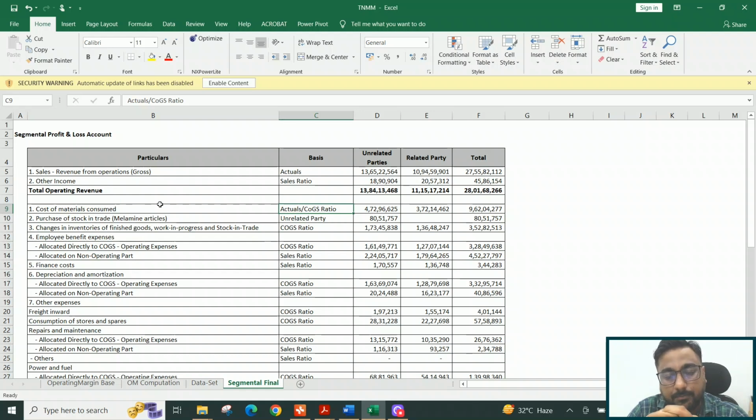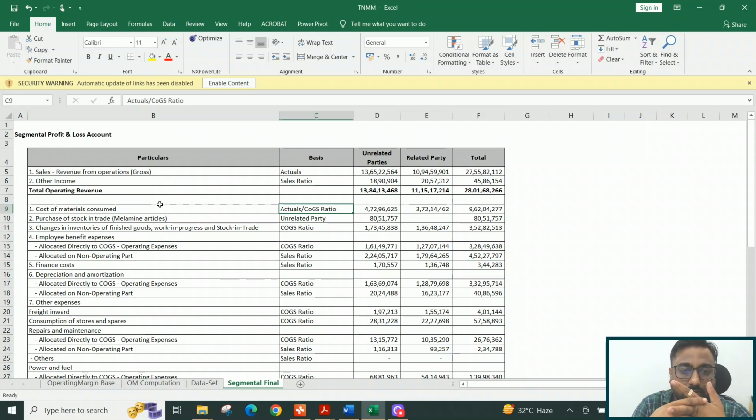Tax authorities may compute the arm's length price by ignoring the segmental analysis also. But as a transfer pricing consultant, you should arrive at the best and most reliable result through this segmental profit and loss account. So what we have done here is segment the profit and loss account into two parts: the portion which we can allocate to the sales made to unrelated parties, and the portion which we can allocate to the sales made to the related party.